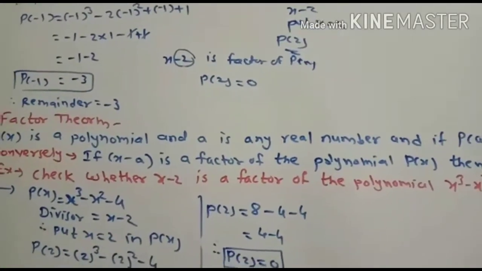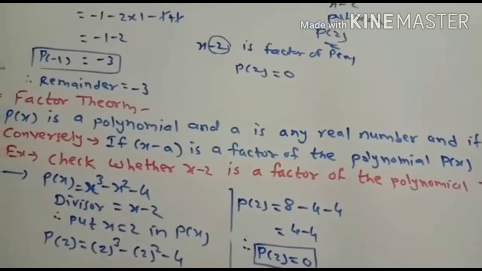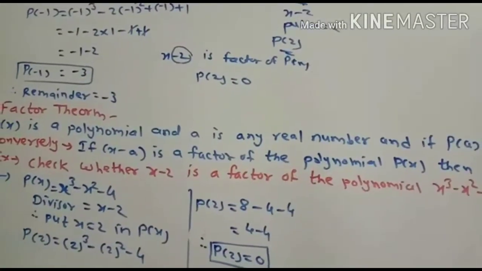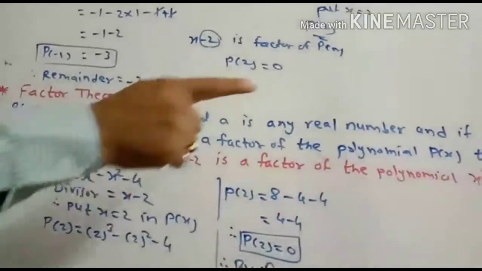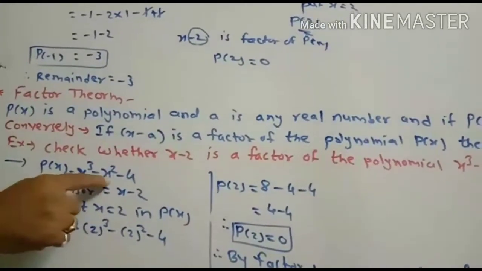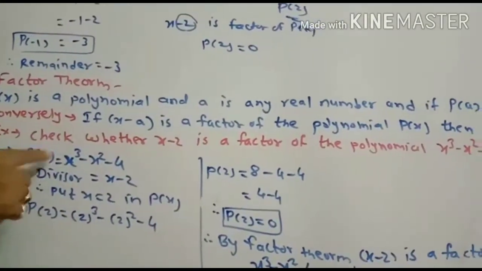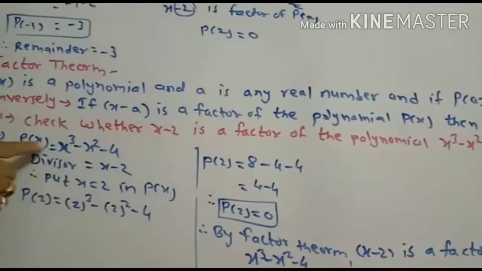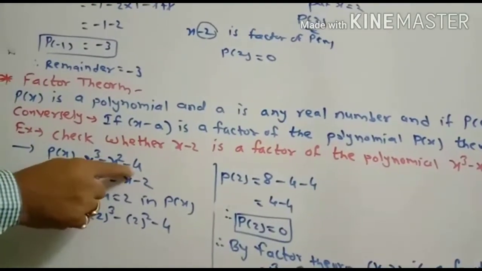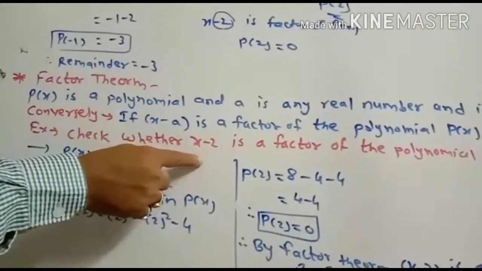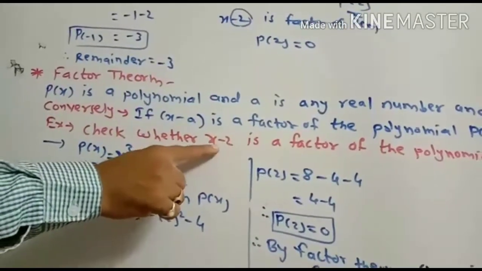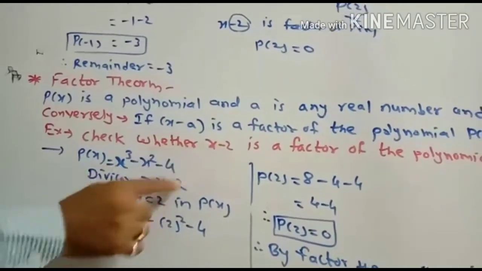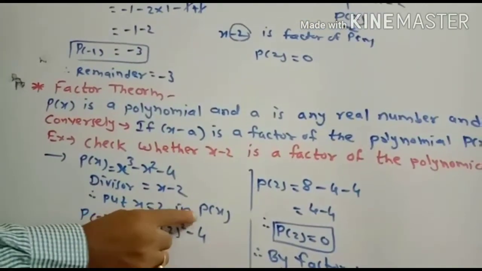For example, check whether x - 2 is a factor of the polynomial x³ - x² - 4 by using the factor theorem. That means the polynomial p(x) is given as x³ - x² - 4. We take p(x) because the variable is x. If the variable is y, then we take p(y). Now p(x) is given as x³ - x² - 4 and we have to state whether x - 2 is a factor or not. The divisor is x - 2, therefore we put x equal to the opposite of -2, that is +2. Therefore put x = 2 in p(x).